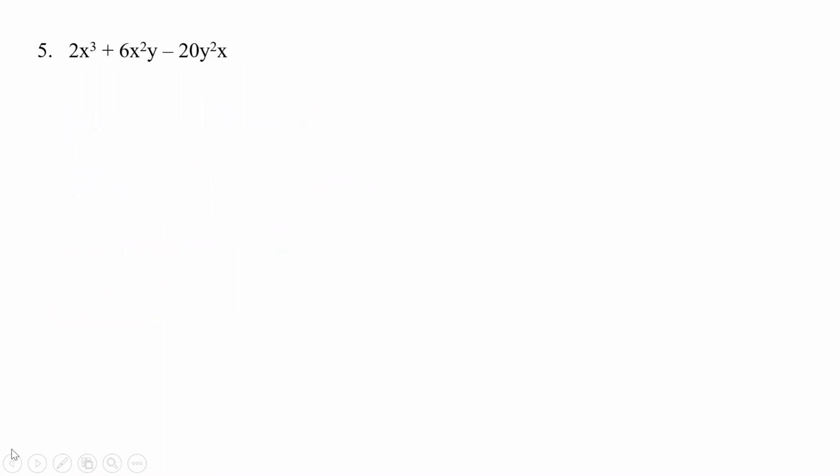All right, what about this one? Well, this time I remember, hey, let's look for GCFs first. So I see that I have a 2 in all of them, and I also have an x in all of them. So if I pull out that 2x, what do I have left over? Well, I have x squared, then I have a 3xy, and there's my plus, forgot to put that in, minus, I pull a 2 out of there, I have 10, and then I have y squared, okay?